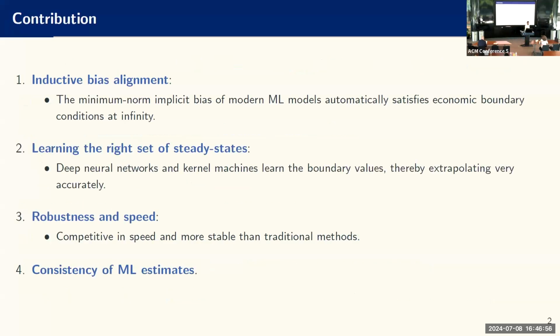So with this motivation, I'm going to the contribution. First, we show that the inductive bias alignment, the minimum norm implicit bias of modern machine learning methods, automatically satisfies the economic boundary conditions at infinity. Second, we show that deep neural networks and kernel machines learn the steady state very well and accurately, so they can extrapolate outside of the interpolation region.